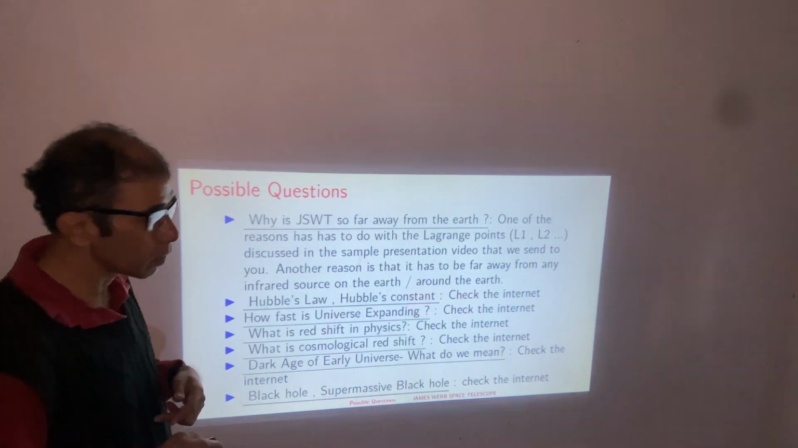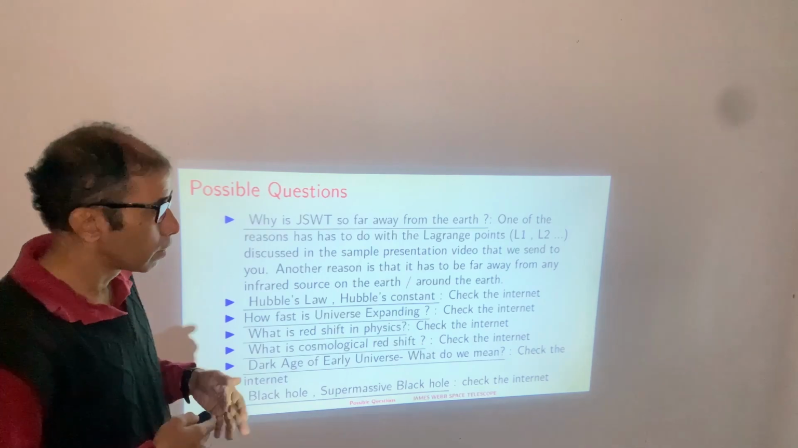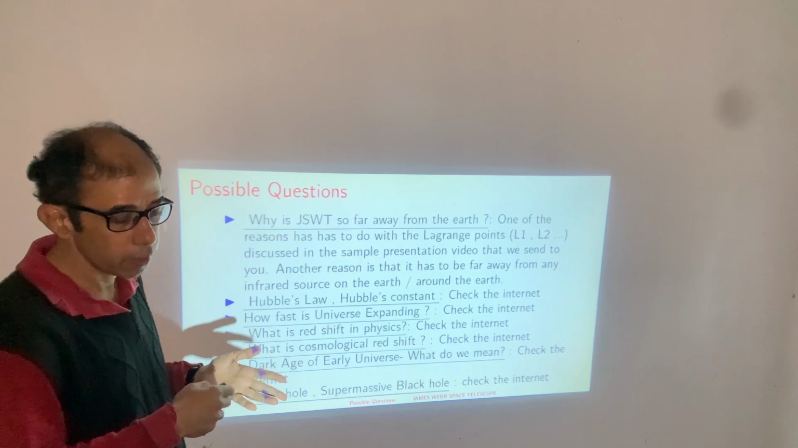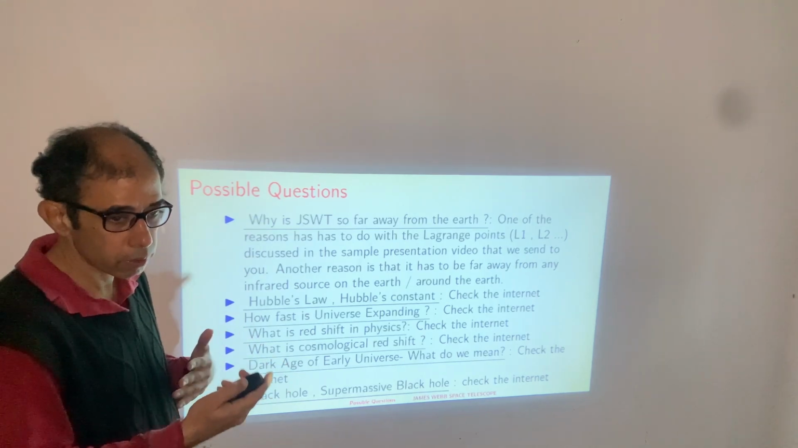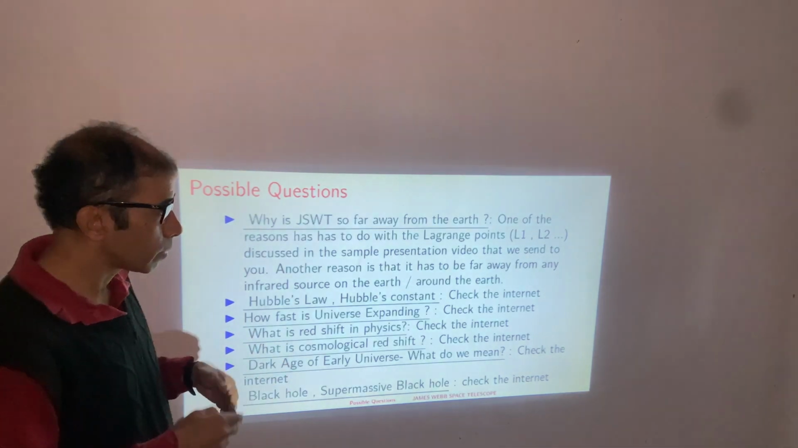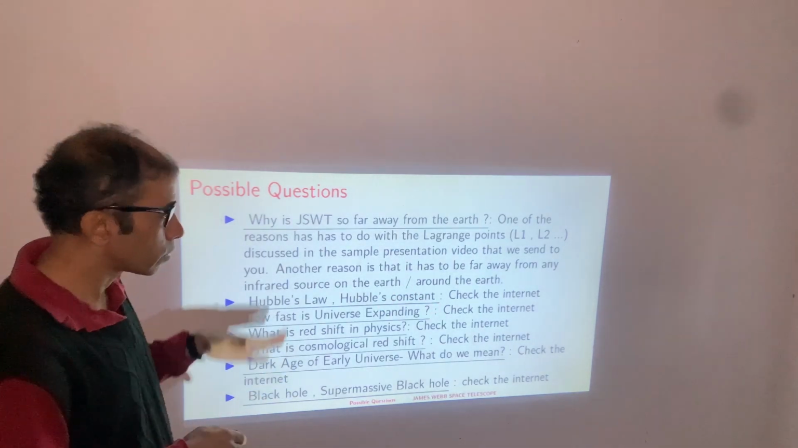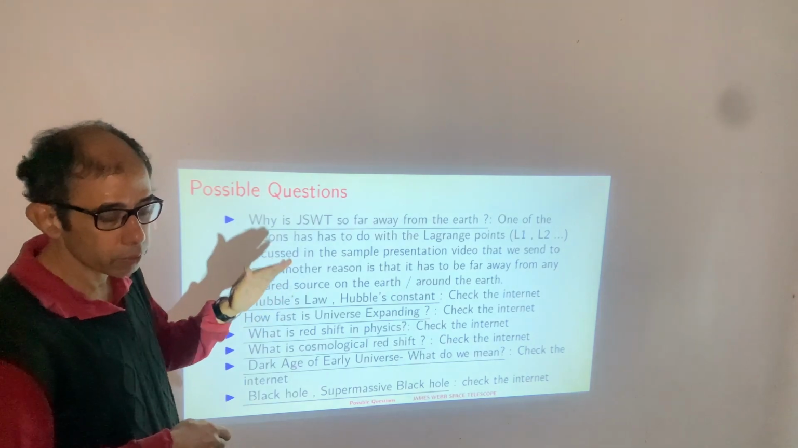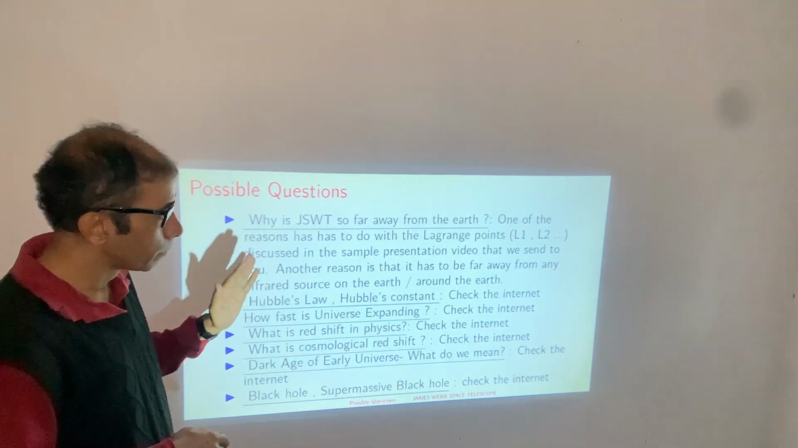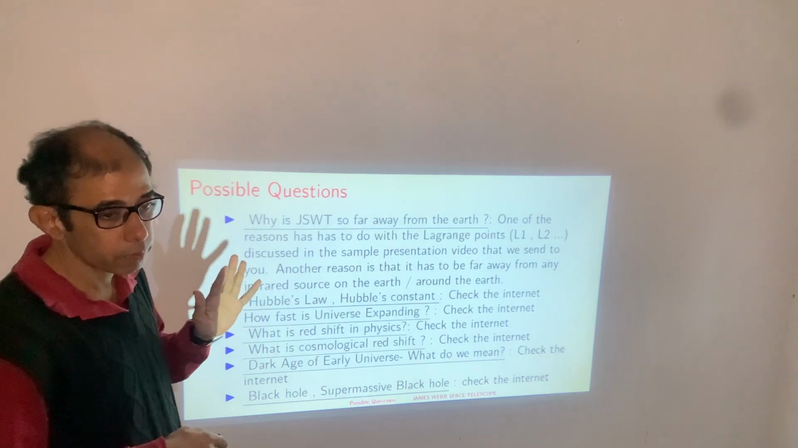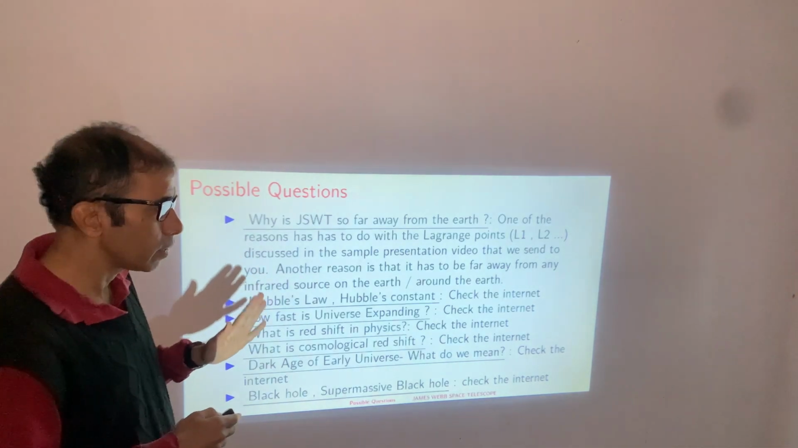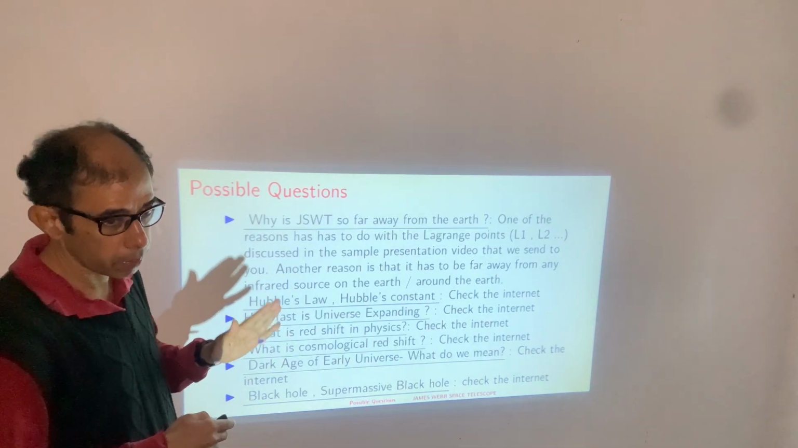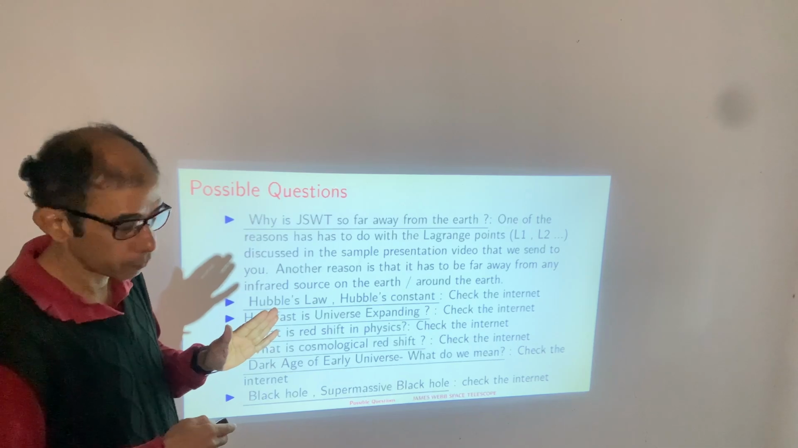The Hubble's constant is a constant. So V is proportional to D, so V is equal to Hubble's constant times D. The Hubble's constant has to be dimensionally correct, so it should have the dimension of velocity by distance. Its value is around 70 kilometer per second per megaparsec. Megaparsec is a unit of distance.